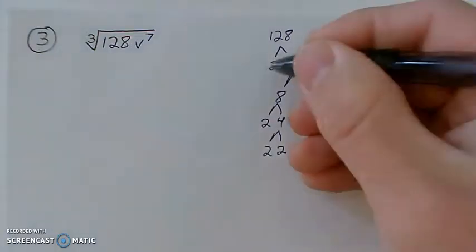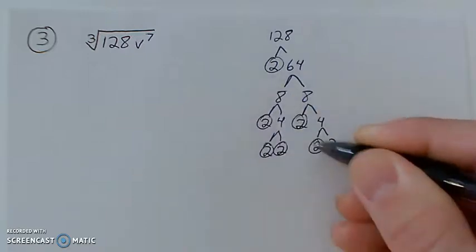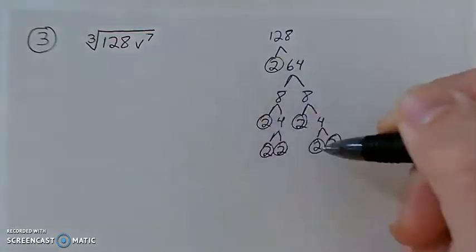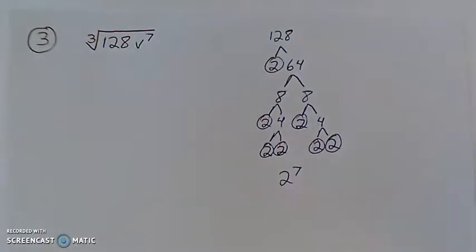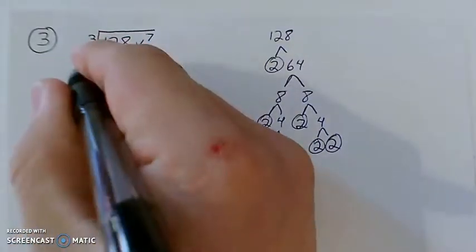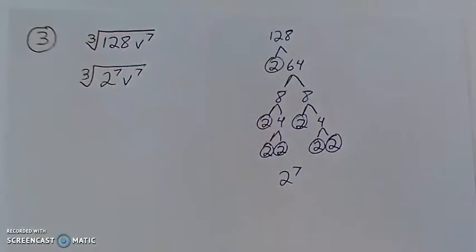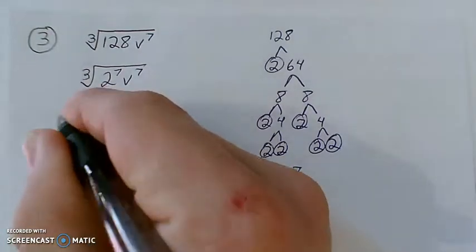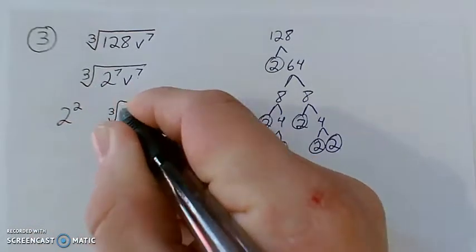So while it might look like a lot, here's my prime factors, a bunch of 2's. So 1, 2, 3, 4, 5, 6, 7 2's, 2 to the 7th power. Alright, now I'm going to write that cube root of 2 to the 7th power, v to the 7th power, and divide the exponents by 3. 7 divided by 3 is 2 with a remainder of 1. So 2 will be to the second power outside. There will be a remainder of 1 inside the cube.